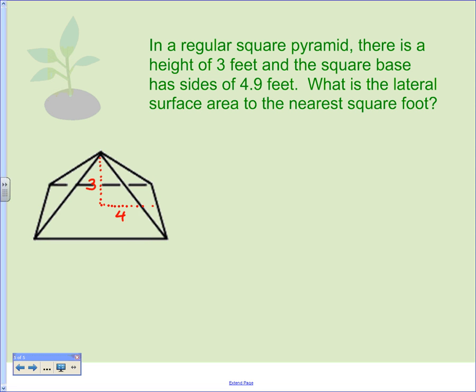Half of 4.9, which is 2.45. Does that make sense? And then our slant height is like that. It makes the right triangle. And you can use Pythagorean theorem to find your L, your slant height. Does that make sense? You'll have to use that information quite a bit. Do y'all understand how it works? Okay.